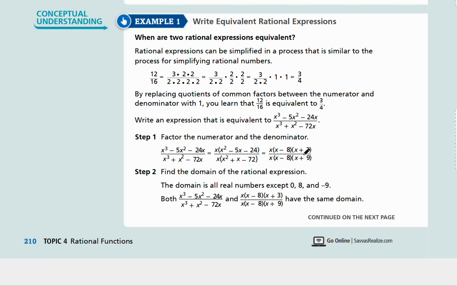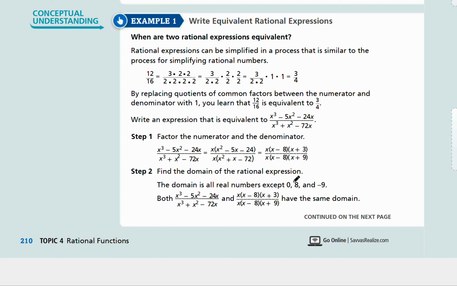We can factor out the polynomials and then find the domain of the rational expression, which will have all real numbers except 0, 8, and negative 9, right? And then we can write other rational expressions that have the same domain. So if we look at this, and if we look at the last piece, they have the same domain. So they're going to be equivalent expressions.